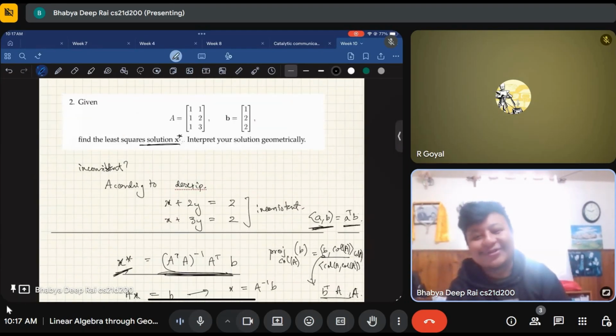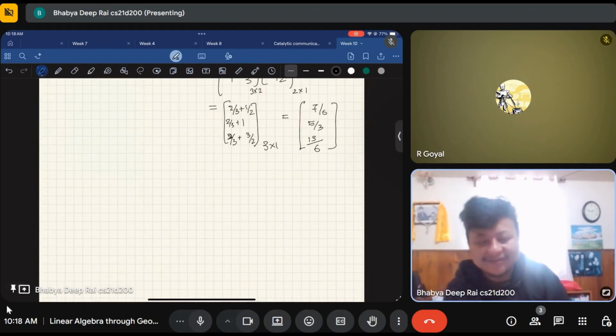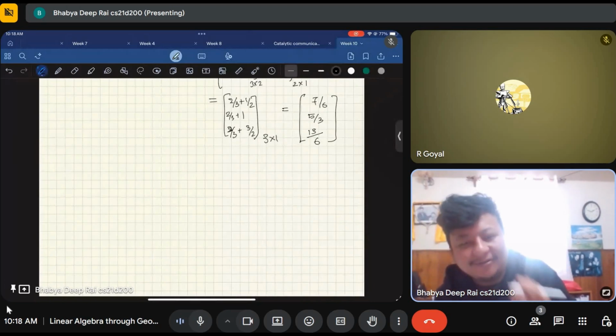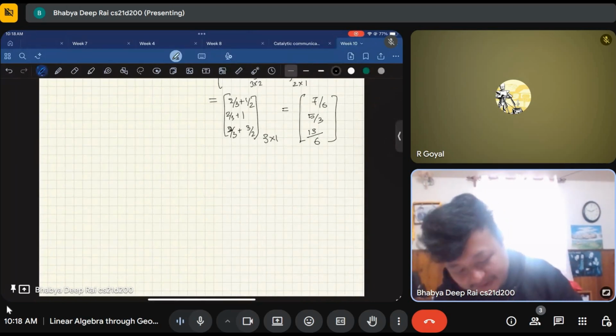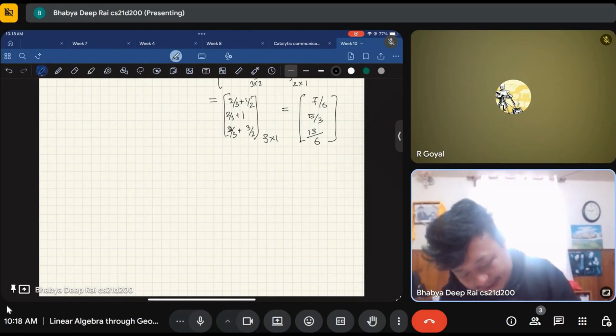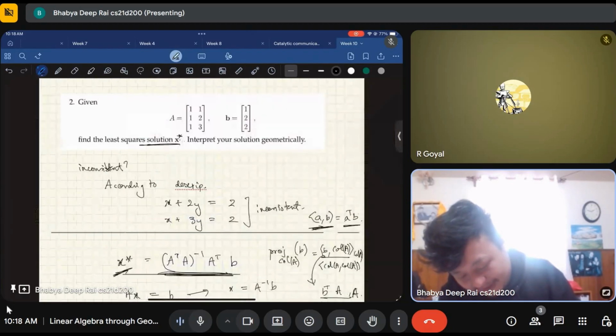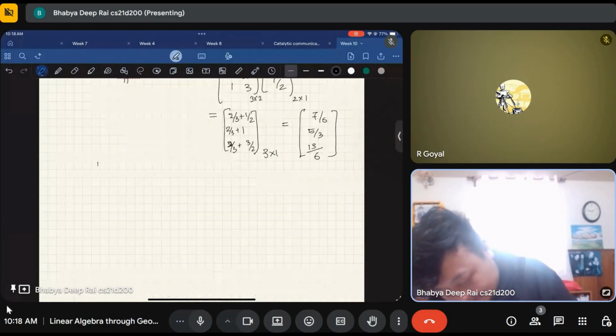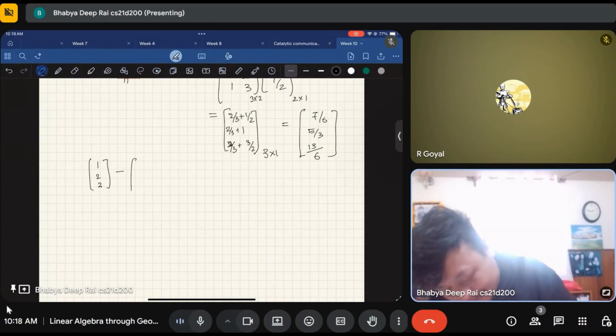Now interpret your solution geometrically. We've already seen what the interpretation of the solution is. What we can do is find out the measure of how good the best that we could do is. So we need to find the norm of the residual, right? The residual would be b, 1 2 2, minus this value, which will give us just the perpendicular component.